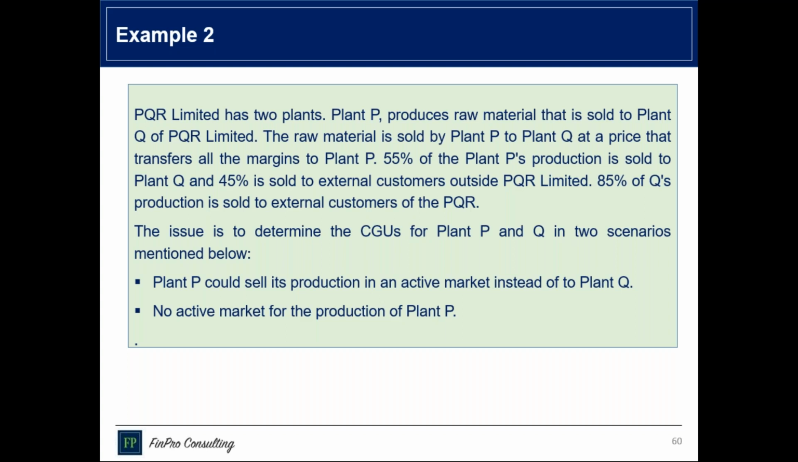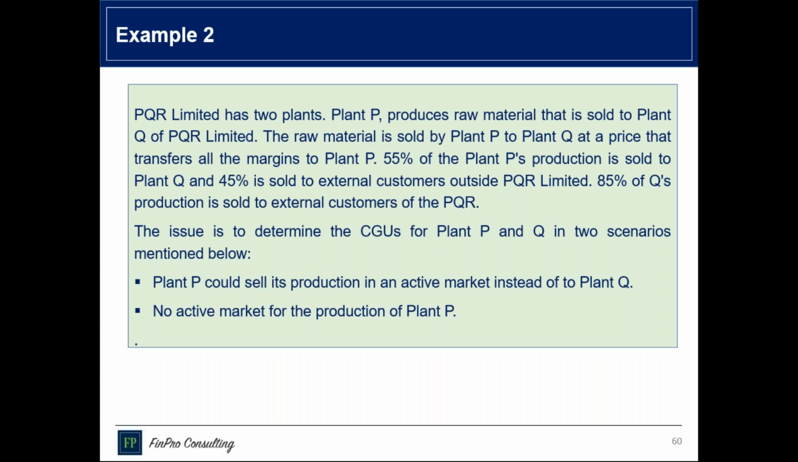The second question is PQR Limited has two plants. Plant P produces raw material that is sold to plant Q. So there is an internal transfer between two plants. The raw material is sold by plant P to plant Q at a price that transfers all the margins to plant P. So at a margin they are selling. 55% of plant P's production is sold to plant Q and 45% is sold to external customers outside PQR Limited. So there is a substantial amount which is sold to outside customers as well.